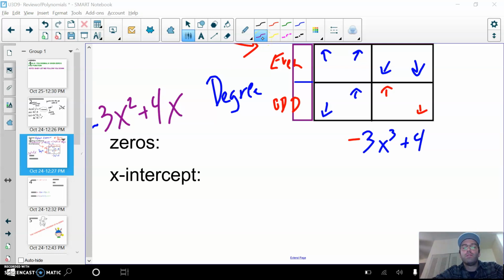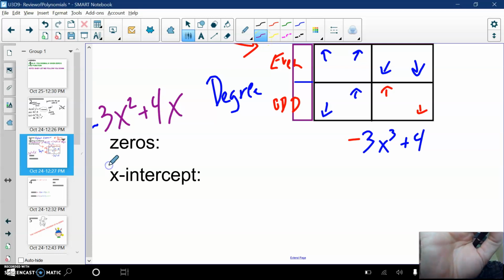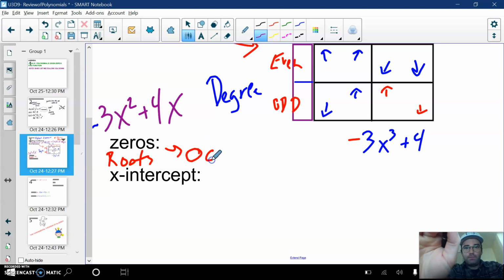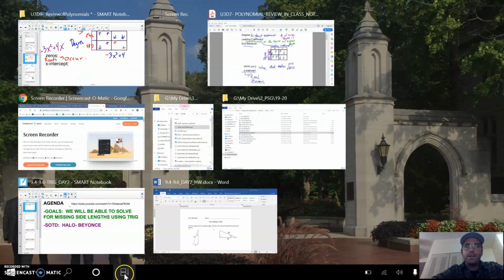So what are zeros of our functions? These are often also called roots. I'm sure you've heard the term roots before. Not the band. The zeros of our function occur... I don't like using the word occur. What did I use last year? Only value. Okay, let's do that.